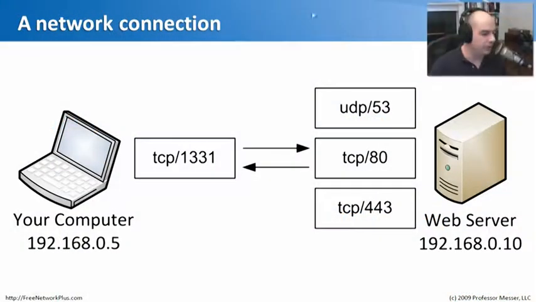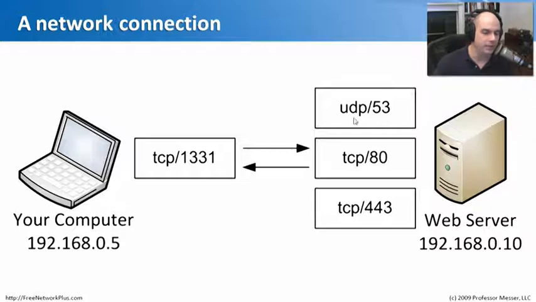Here's a graphical description of a computer that's talking to a web server. So this web server happens to have some ports that are in use by services on that server. One is a UDP port 53, and you'll notice as I write these, you're going to see the type of protocol, TCP or UDP, a slash, and then the protocol that's in use. It's a very common way to write those out in the industry.